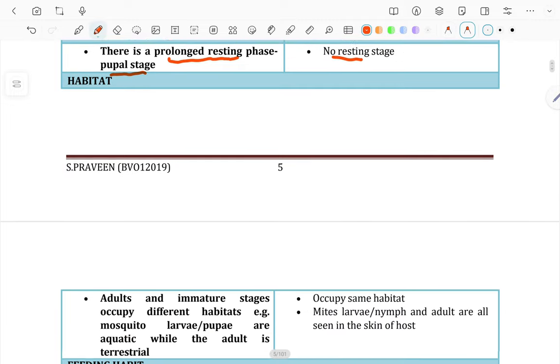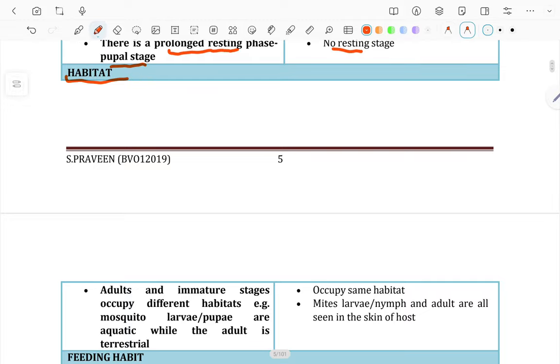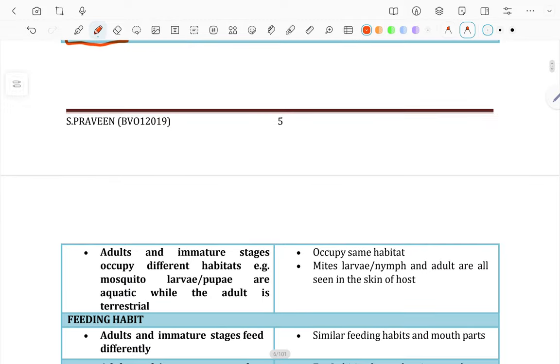Let's talk about habitat. In complete metamorphosis, adult and immature stages occupy different habitats. Example, mosquito larva and pupae are aquatic while the adult is terrestrial. Whereas in incomplete, they occupy the same habitat. Mite larva or nymph and adult are all seen on the skin of the host.